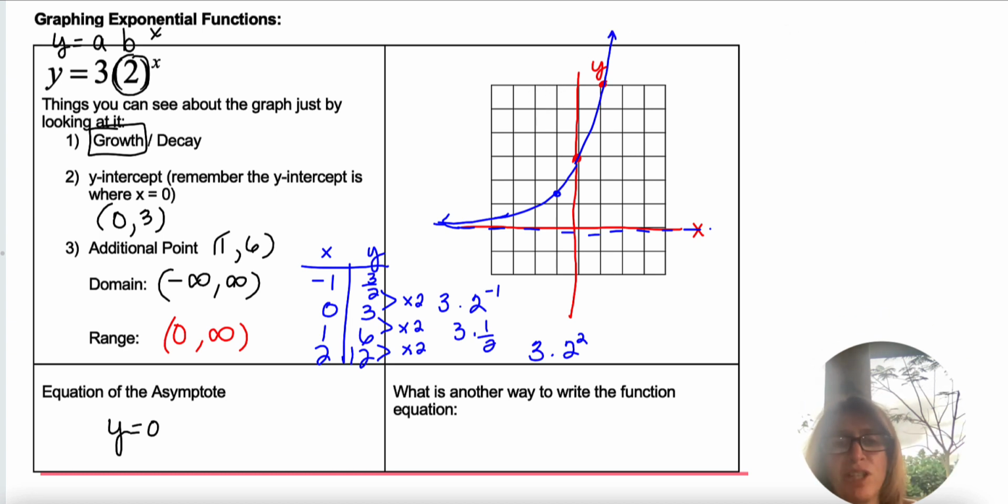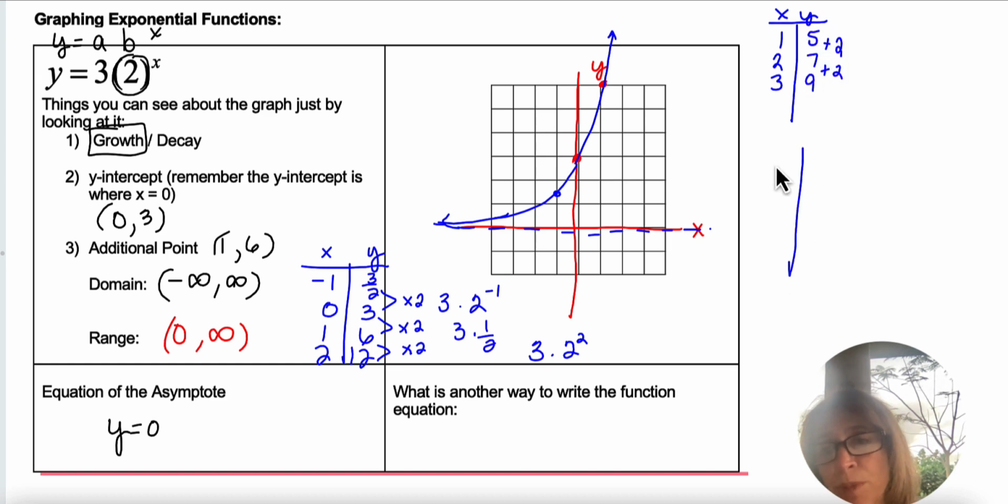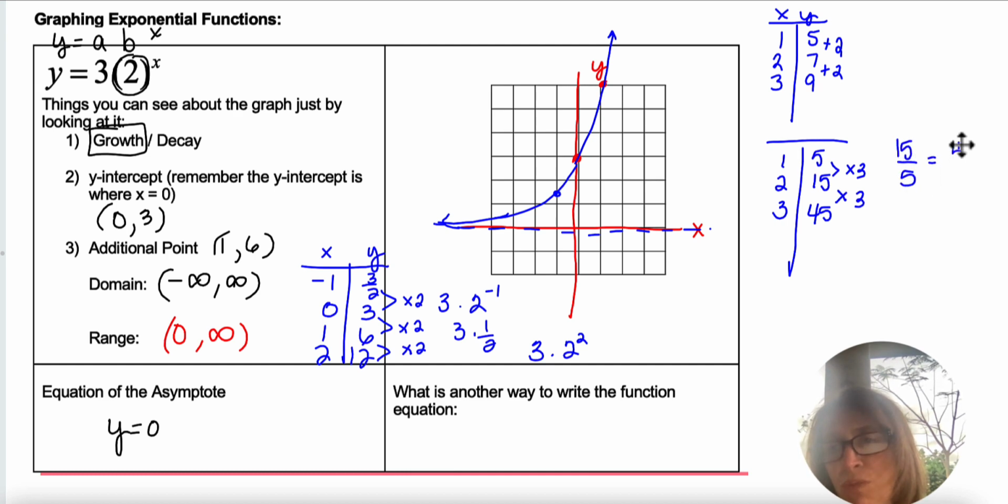Linears are constant rates of change, meaning if I had a table and it was 1, 2, 3, and then 5, 7, 9, you're adding 2 every time. Whereas exponential, we really want to think about 1, 2, 3, 5, 15, 45. You can see that 5 times 3 is going to give me 15, and 15 times 3 gives me 45, or the ratio of 15 over 5 is equal to 45 over 15, which again shows us 3.